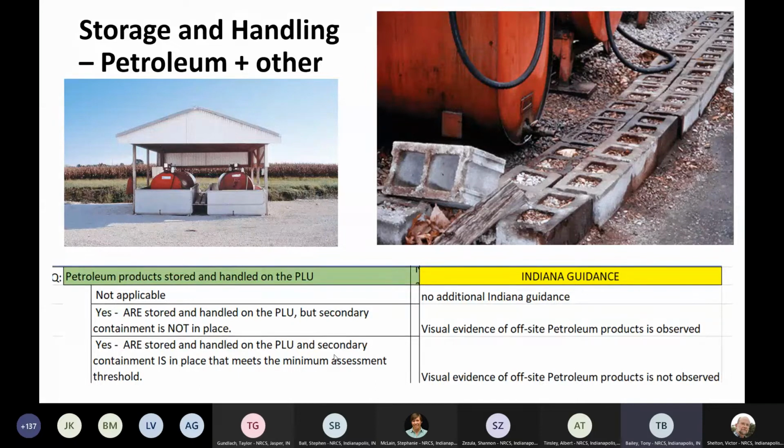Almost every operation handles or stores fuel in some manner. And we want to make sure that we're paying attention to that. The question is, do they have secondary containment for fuel storage? That is the only piece that CART is interested in, and it just asks if it's there. It doesn't ask the condition, doesn't ask if it's roofed, doesn't ask any of those additional items. So just want to make sure that secondary containment is present.